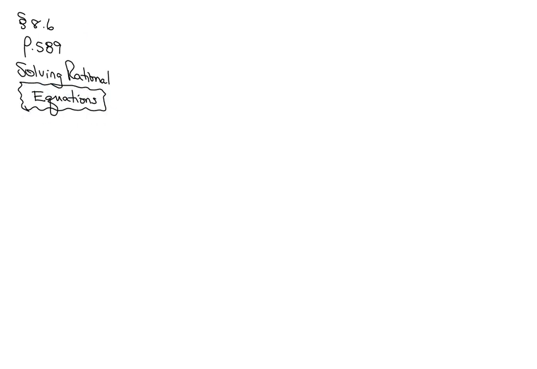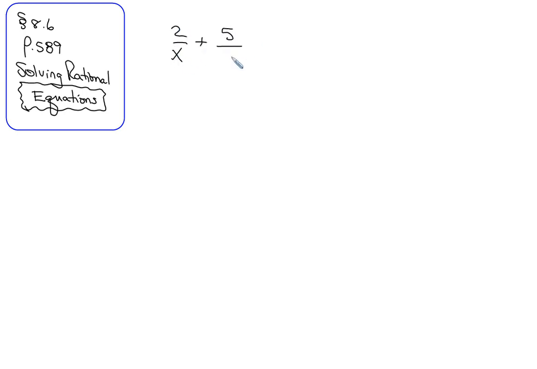These are equations. The method that I'm going to show you for solving these today can only be done with equations. It cannot be done with expressions, which is what we worked with in the last section. Okay? So in the last section, we saw things like 2 over x plus 5 over x minus 1.